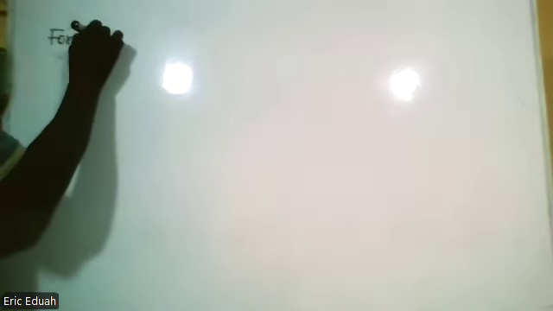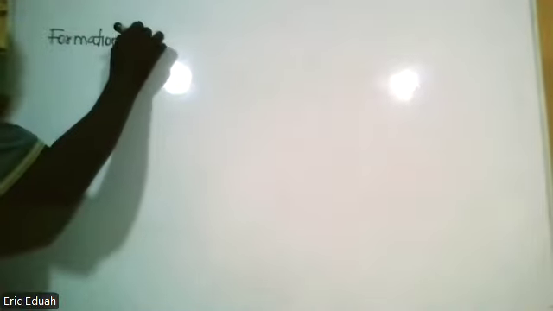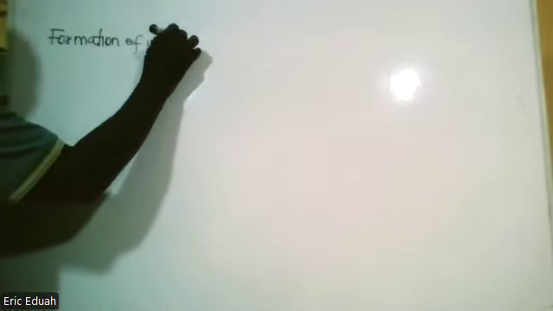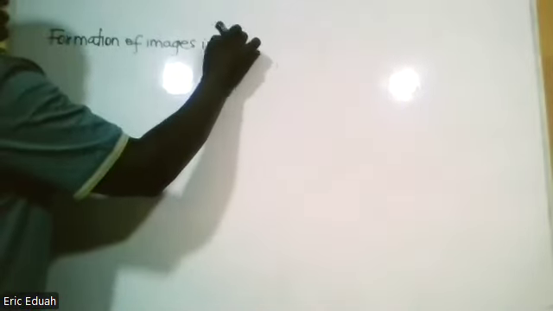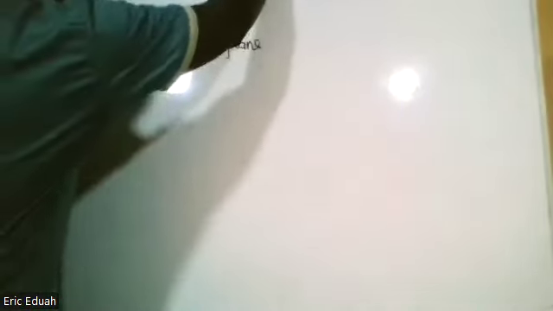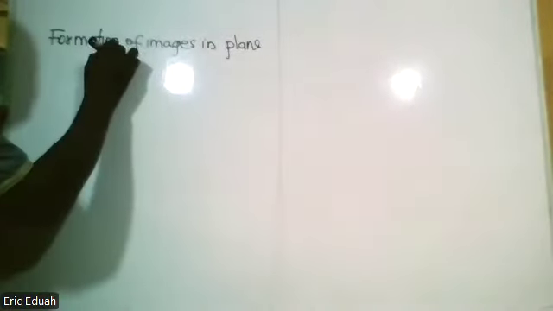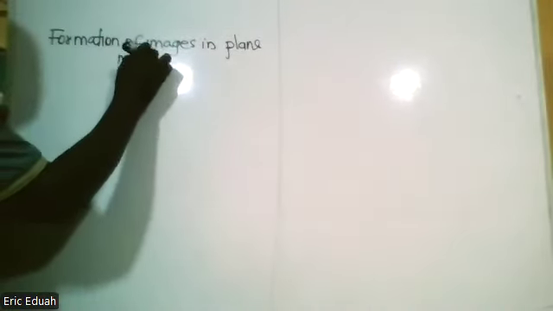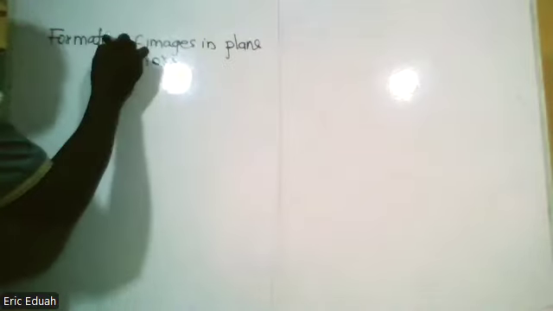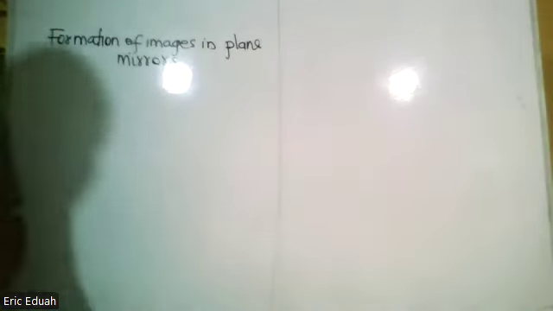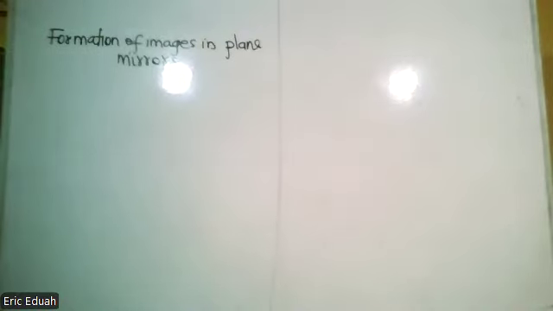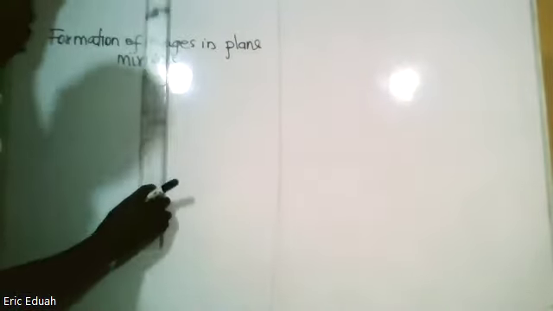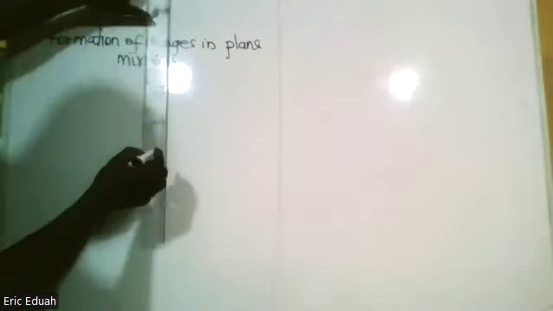So, formation of images in plane mirrors. So the question is that if you are asked to use ray diagram to form an image formed in a plane mirror, how are you going to do that? So let's quickly look at the rules governing this and then apply.